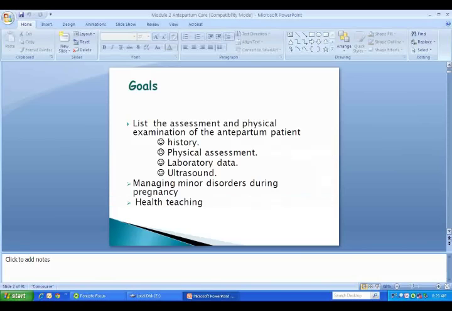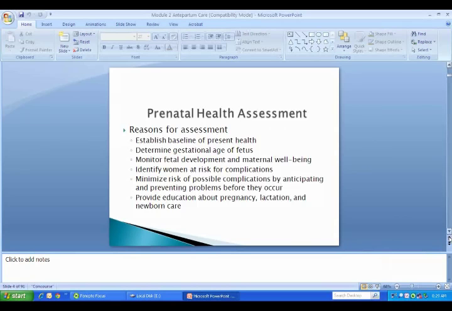Antenatal care. Our goals with this lecture are to list the assessment and physical exam involving the antepartum patient, manage minor disorders during pregnancy, and review health teaching.